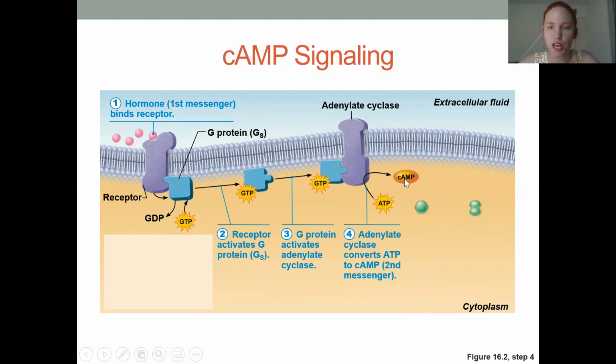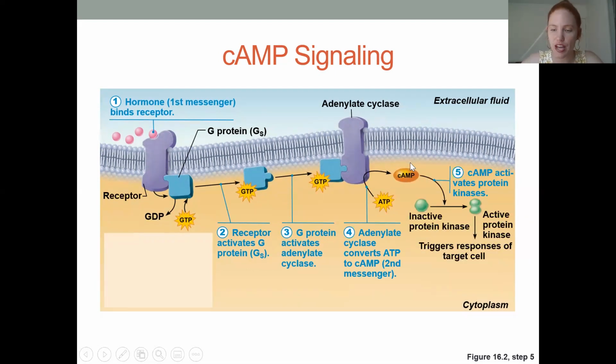Okay, so cyclic AMP. Now the cyclic AMP, that is the second messenger, and the reason it's the second messenger is because that's what's going to cause a physical change inside the cell. It's going to activate some enzymes, or sometimes it causes secretion of a hormone or a product or something like that. It's going to trigger a response. So the second messenger is going to be the cyclic AMP.